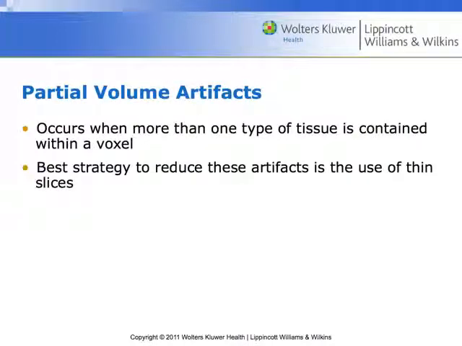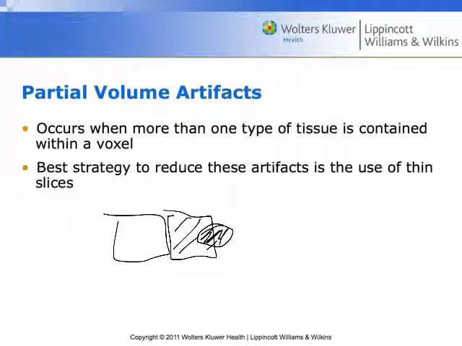Partial volume artifacts. This occurs when more than one type of tissue is contained within a voxel. And the best strategy to reduce these artifacts is to use thinner slices, right? So what this is saying is, imagine we've got 2 voxels right next to each other, right? But within this voxel, we've got something within the tissue that's like half in, half out of the voxel, right? So this voxel is going to read a certain number that's not quite right compared to if that dot was right in the middle of it. Okay? So it's partially volumed. It's interpolated the information, and we've lost some of an accurate assessment of the attenuation there.